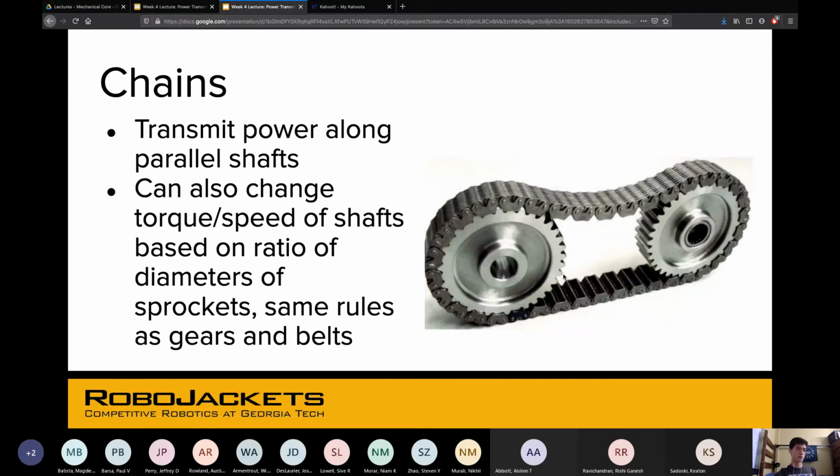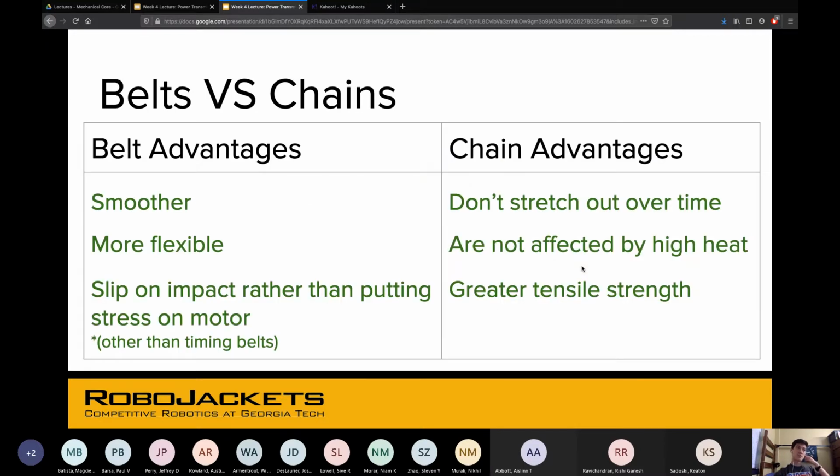And so chains are similar to timing belts, but not quite the same. Again, we've got parallel shafts, and it depends on torque and speed and the diameters. That's information you can carry through this whole presentation. But we can talk about the pros and cons of belts versus chains. Belts are way more flexible. They're made of a material that can be made taut, and then you can tighten it a little bit more. And as I explained earlier, they don't put as much stress on the motor because they can slip.